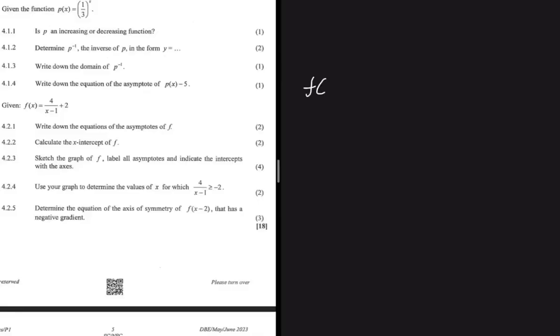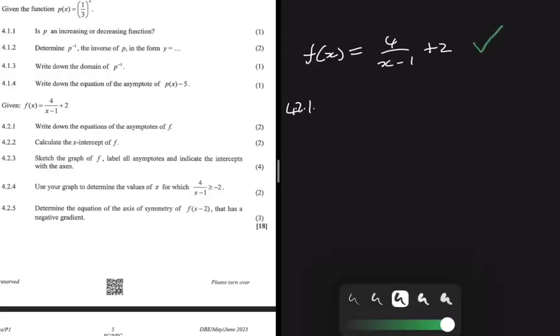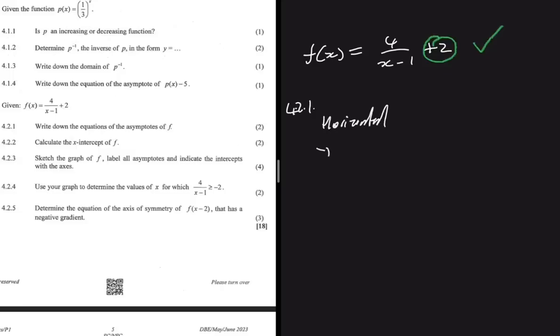Given that f of x is equal to 4 divided by (x minus 1), plus 2, write down the equations of the asymptotes of f. That is 4.2.1. So you can see just from how the function looks that we have a hyperbola, right? One of the asymptotes will be at y is equal to 2, this value here. So we're going to have our horizontal asymptote being at y is equal to 2.